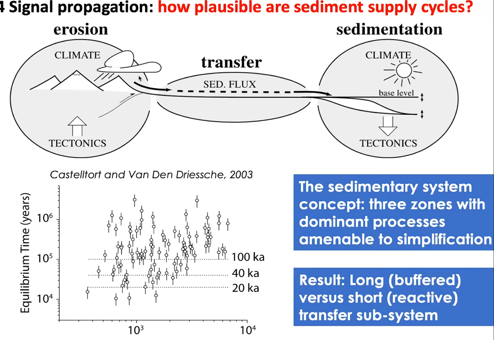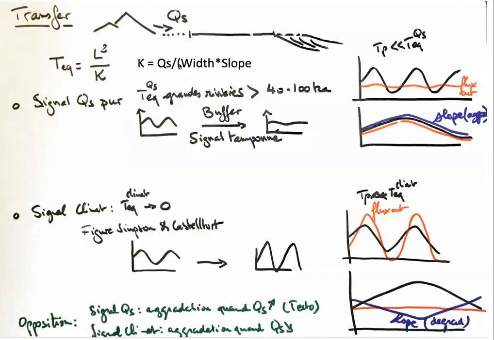So the result is that long versus short transfer subsystems have different behaviors. A long system may actually buffer sediment flux variations coming from the source area, whereas short systems are more reactive and more efficient at transferring sediment flux. You have probably seen this with Jean's experiments: in a stratigraphic section close to the mountain range, you don't see much delay or difference between what gets out of the mountain and what you preserve in your succession. Very far from the mountain range, at some point what you see in your succession has nothing to do anymore with what happens in the mountain range. So that's what I wrote here.